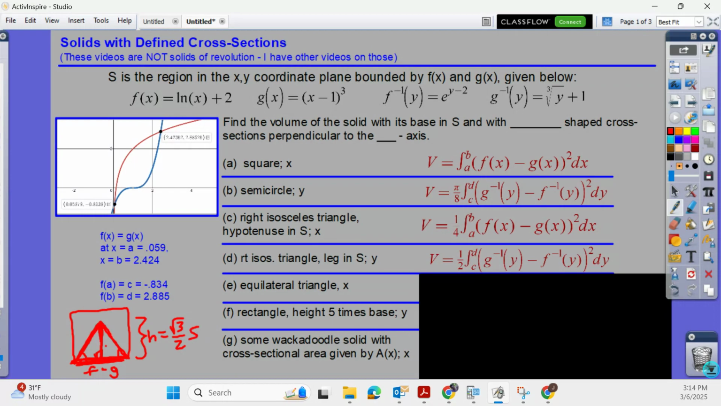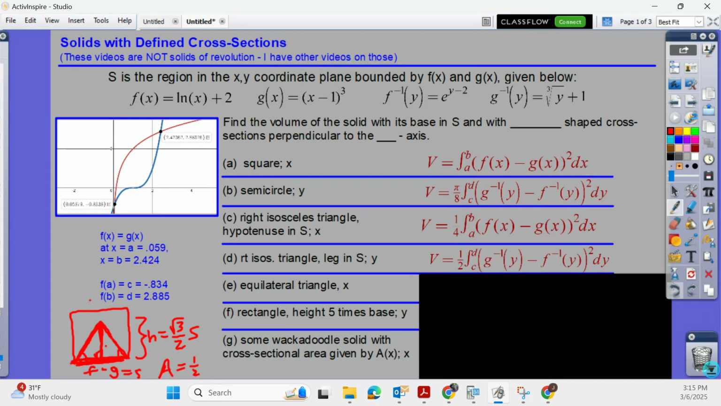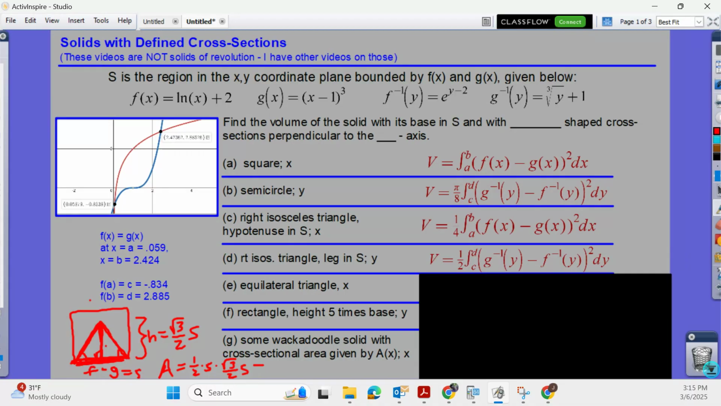So if we call this s and we call this s, then the area of that triangle is just 1/2 times base times height. So it's 1/2 times s times radical 3 over 2 times s, which if you put that all together is the square root of 3 over 4 times s squared. And what's s again? If we're going vertically, s is f minus g, and that's what we're doing here. If we were going horizontally, it would just be g inverse minus f inverse. So our coefficient for equilateral triangle is square root of 3 over 4.